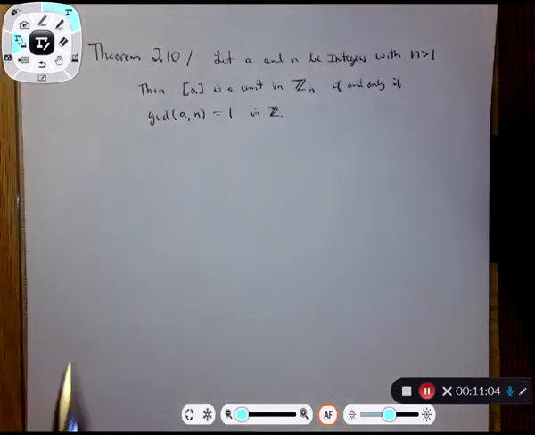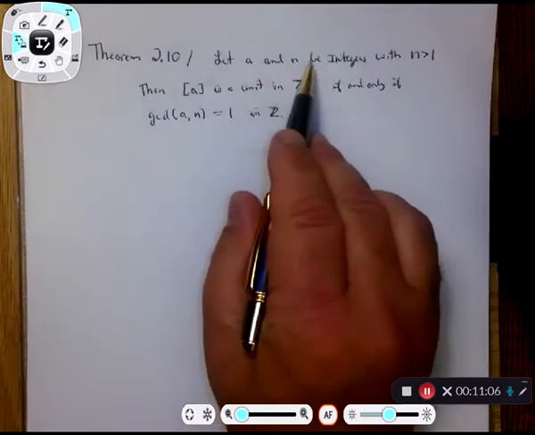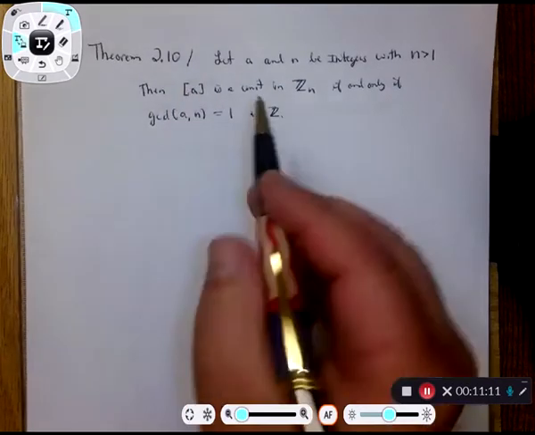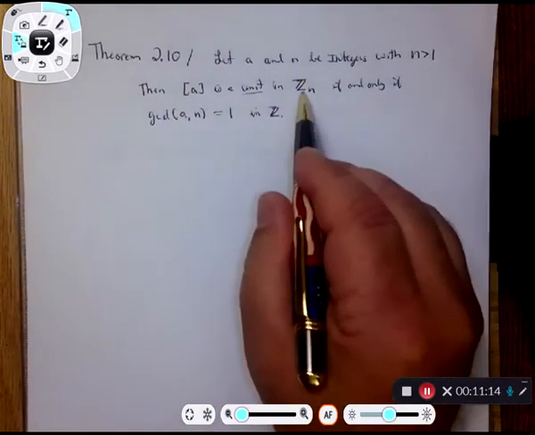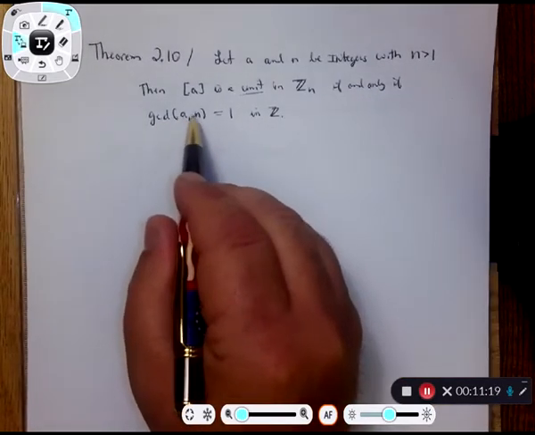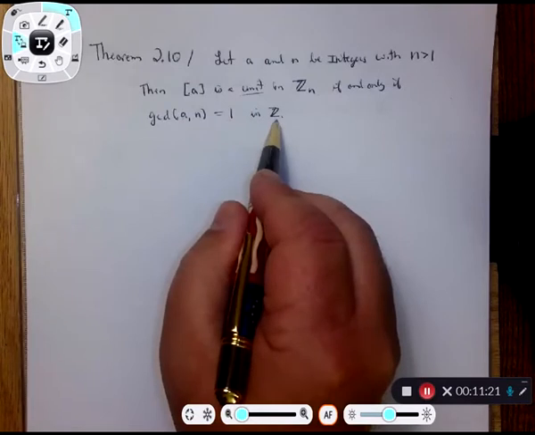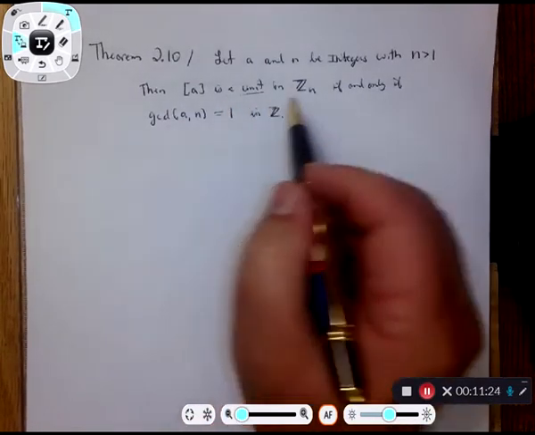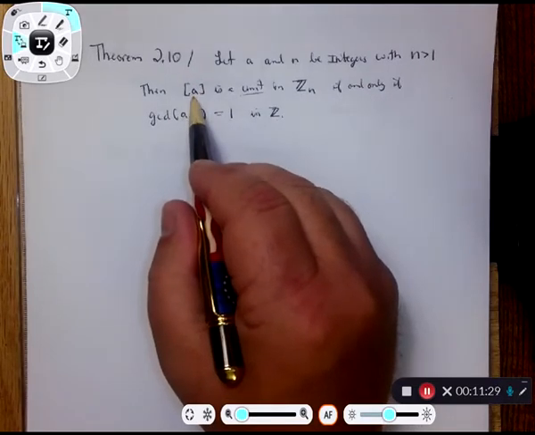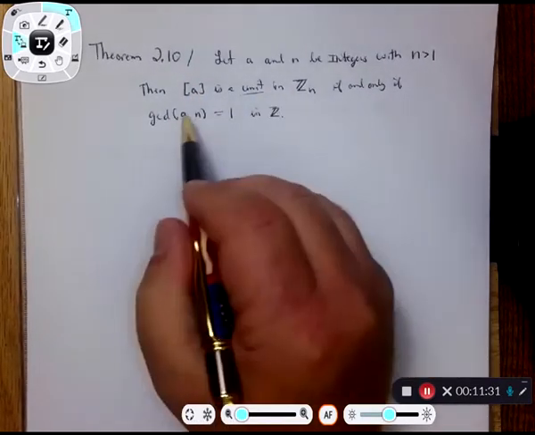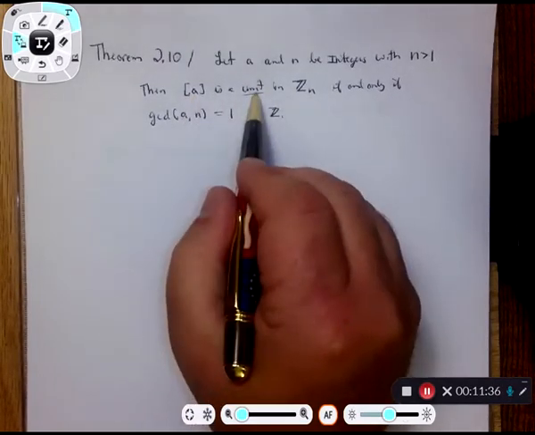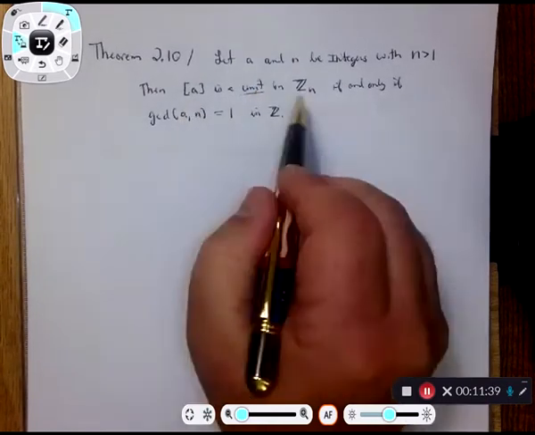So theorem 2.10 says this: let a and n be integers with n being greater than 1. Then equivalence class A is a unit in Zn if and only if the GCD of a and n is equal to 1 and the integers is Z. So if you're looking at the relationship between the equivalence class number A and your mod number n, and when they are relatively prime, that equivalence class A will always be a unit. It will always have a multiplicative inverse within the set.